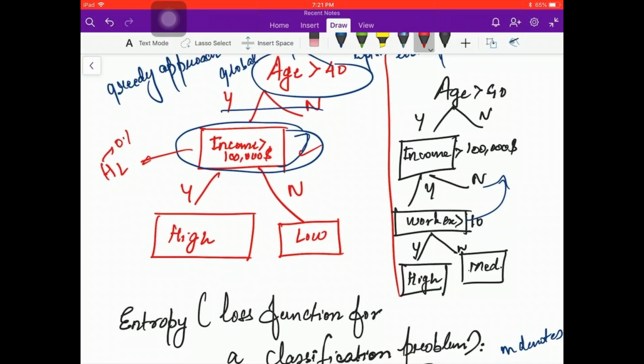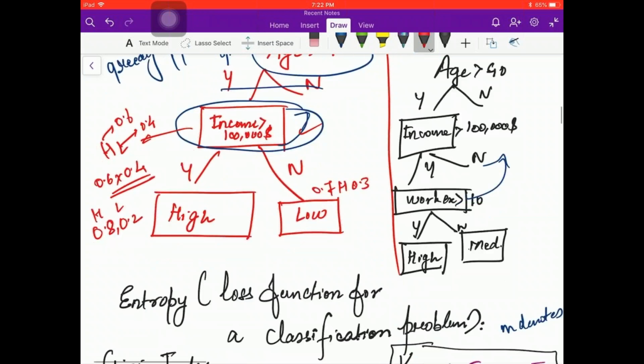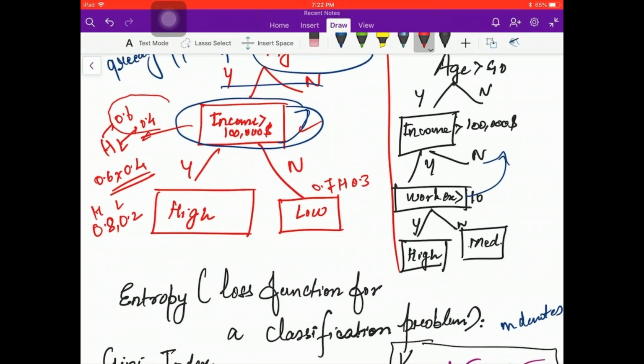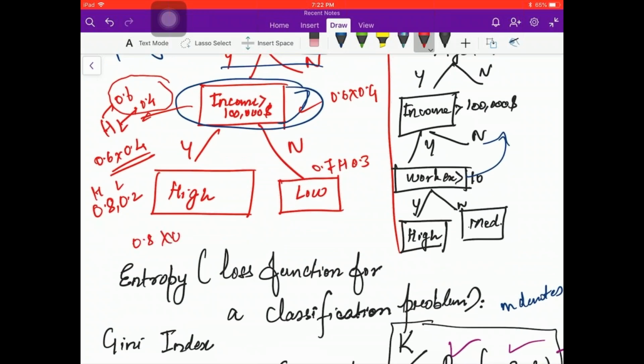Let's say your high is 0.6 and your low is 0.4. So entropy is 0.6 into 0.4. Now you want to say whether this next decision will make sense or not. So let's say here your high becomes 0.8 and low becomes 0.2, and here your low becomes 0.7 and high becomes 0.3. So what is your change of entropy? Your change of entropy is basically from 0.6 into 0.4, you have come down to 0.8 into 0.2 plus 0.7 into 0.3.